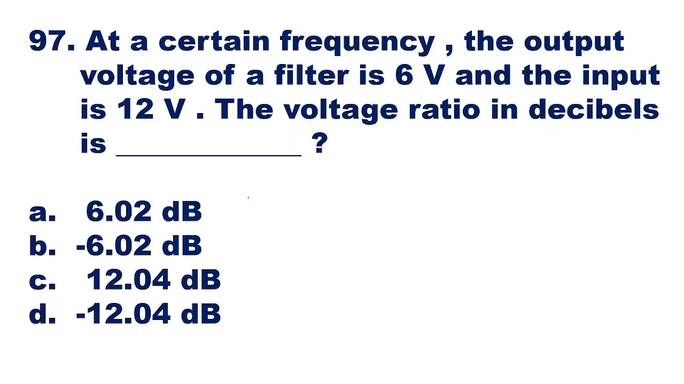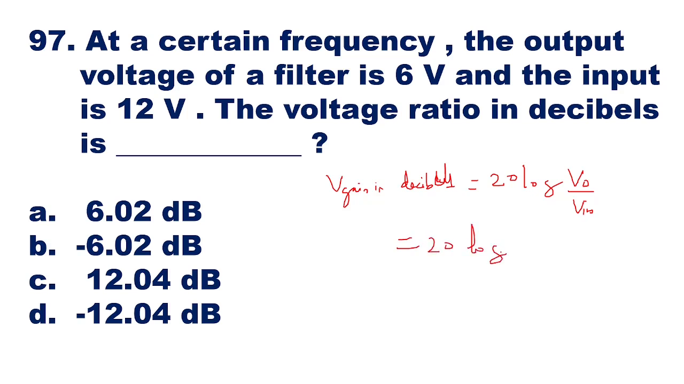At a certain frequency, the output voltage of a filter is 6 volt and the input voltage is 12 volt. The voltage ratio in decibels is given as. Now the voltage ratio in decibels, that is the voltage gain in decibels, is given as 20 log V out upon V in. So this is nothing but 20 log, how much is V out? Here the output voltage is 6 volt and the input voltage is 12 volt. So it is 6 upon 12.